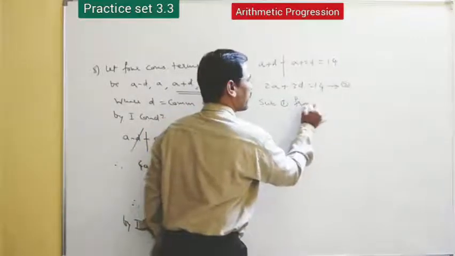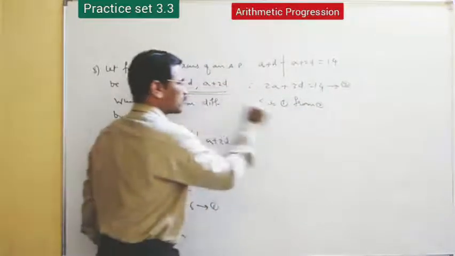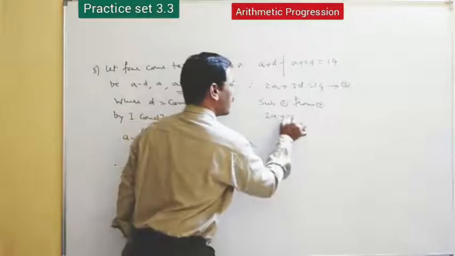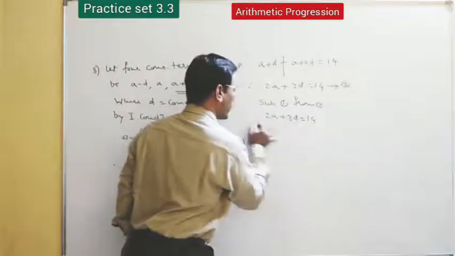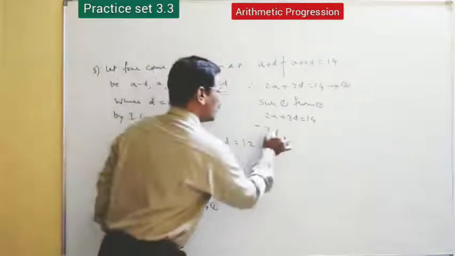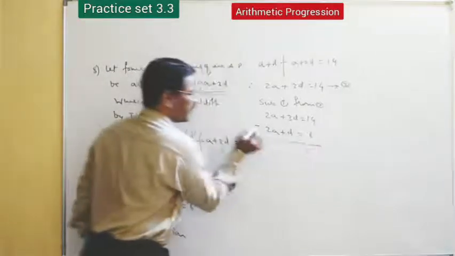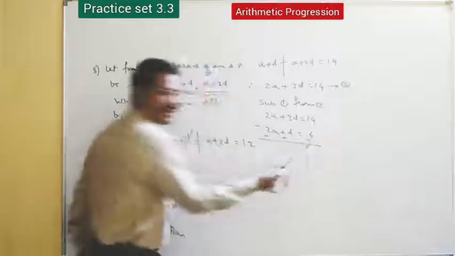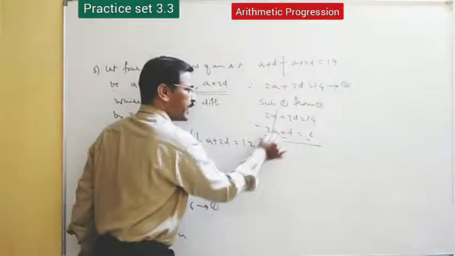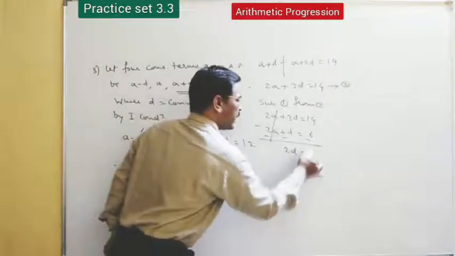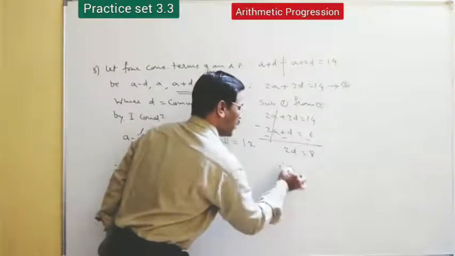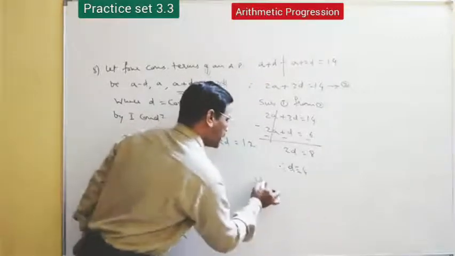Is it okay? See friends, so 2 we have to write first. 2a plus 3d is equal to 14 minus here 2a plus d, that is 6 here. Make simplification, minus sign change as usual. This 2a term is getting cancelled. Here it is 2d, here it is 8. Therefore d is equal to 4.